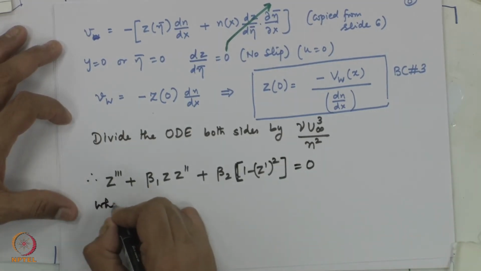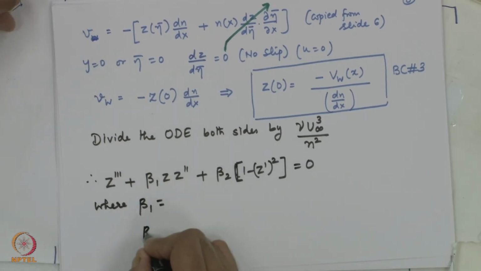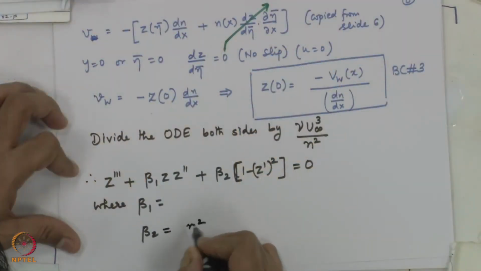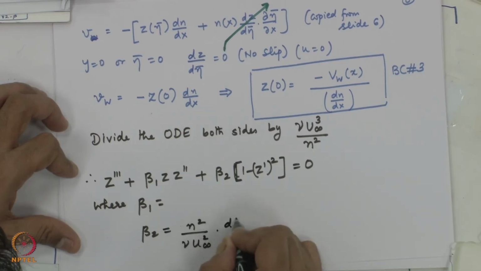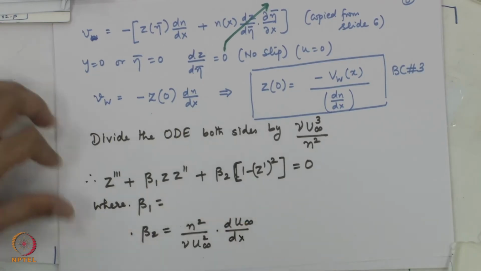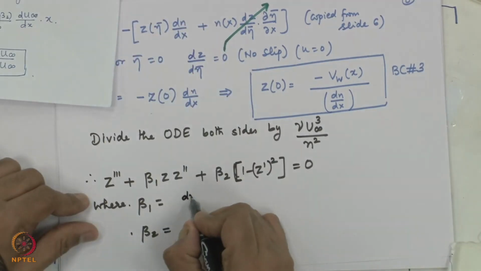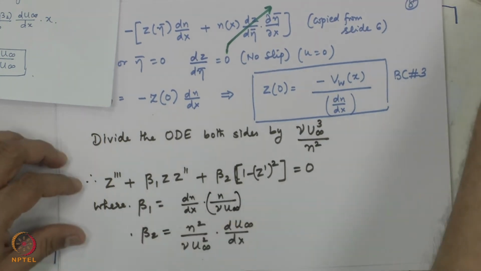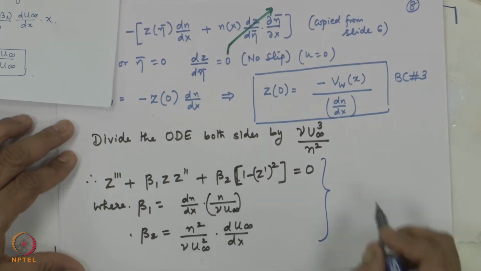where beta 1 and beta 2 are going to be written here for you. So, beta 1 is nothing but this quantity, beta 2 is nothing but n squared over nu u infinity squared du infinity by dx. This is beta 2, and beta 1 is dn by dx n over nu u infinity. This is what your equation is going to look like.